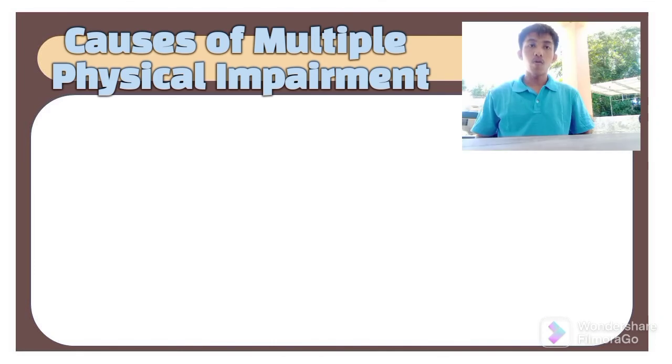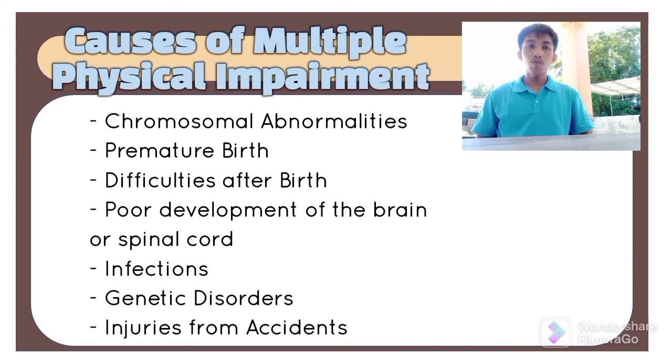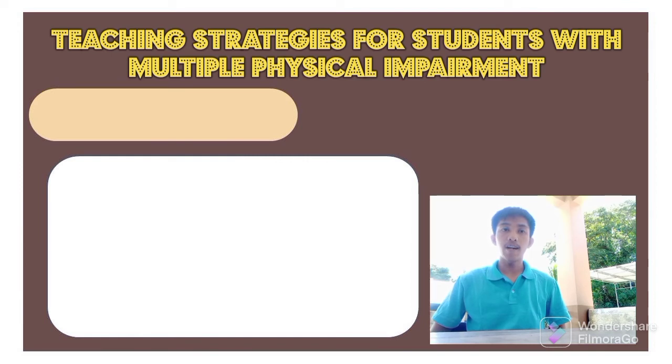What are the causes of multiple physical impairment? Chromosomal abnormalities, premature birth, difficulties during birth, poor development of the brain or spinal cord, infection, genetic disorders, injuries from accidents.